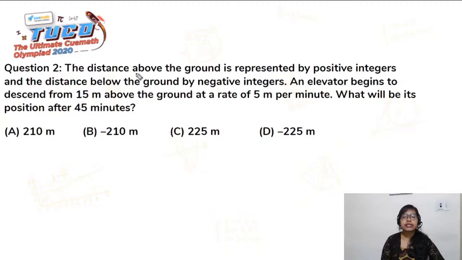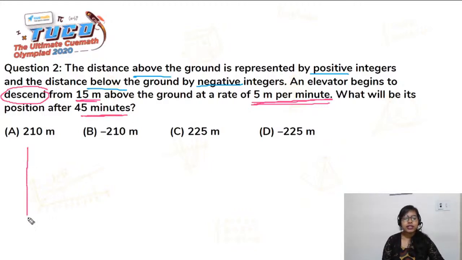Okay. The distance above the ground is represented by positive integers and the distance below by negative. So above the ground is positive and below the ground is negative. An elevator begins to descend. What do you mean by descending? Descending means it's coming downwards. Okay, it's going downwards from 15 meter above the ground at a rate of 5 meter per minute. What will be its position after 45 minutes?